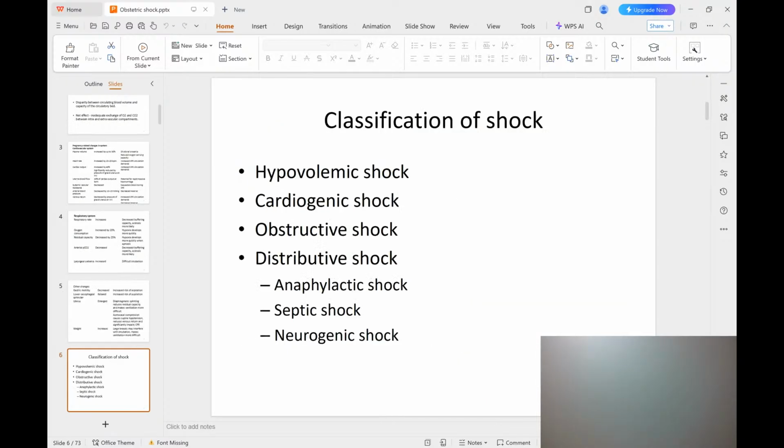We can classify shock into four groups: hypovolemic shock, cardiogenic shock, obstetric shock, and distributive shock. And under distributive shock, there are again different types like anaphylactic shock, septic shock, and neurogenic shock.